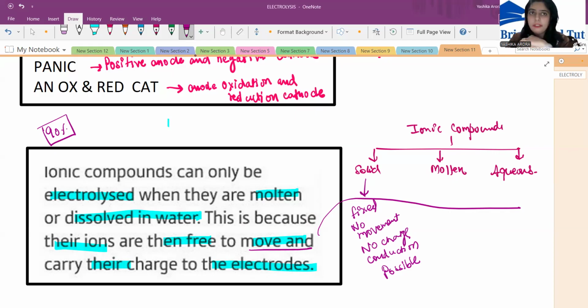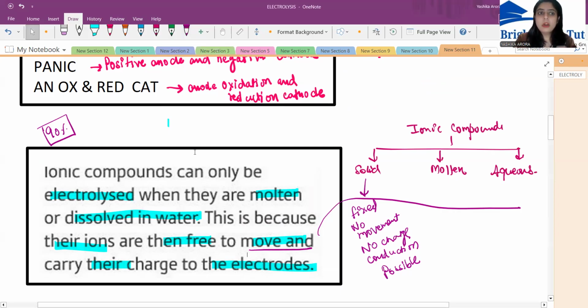Now, let me try to frame the question for you. Maybe the question would be: why do ionic compounds conduct electricity when they are molten? Why don't they conduct electricity when they are solid? Or, for electrolysis, why do we need the ionic compounds in the molten or aqueous state? Why is the solid not a good option for us? So I hope it works. These three things will be there for you.